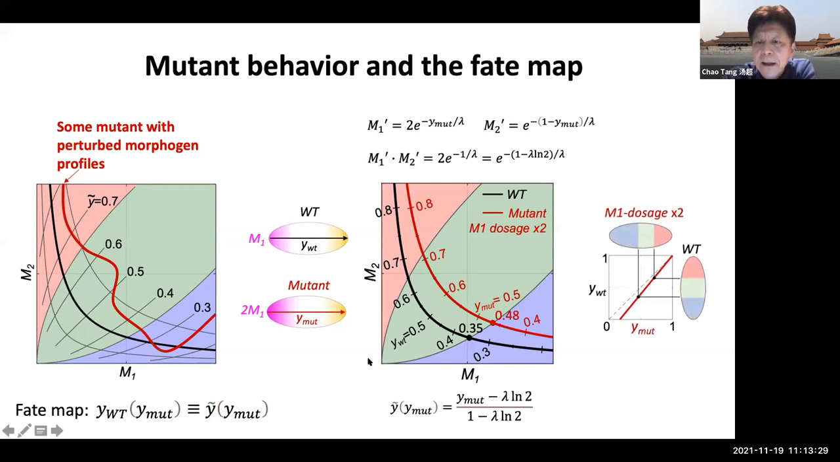Okay, and then I can construct a map for the wild type position of the cell fate and the mutant position. And we call this a fate map. I should emphasize this fate map can be precisely constructed as long as you give me the profile of the mutant.